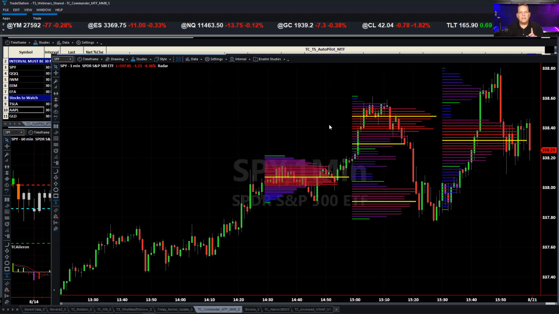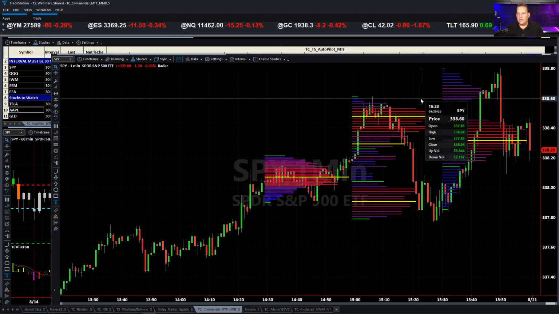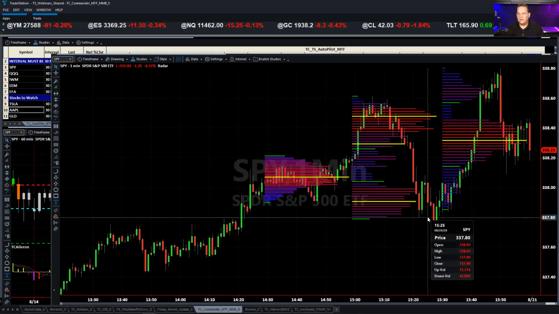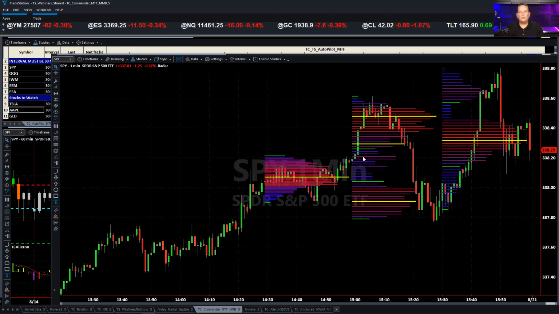of this, meaning that on a 1 minute basis, these look like wider ranges, but in truth, what are they? We're going from 338.60 to 337.80. That entire range right there is $1. Now, in a 1 minute chart, you may say, well, I like that.